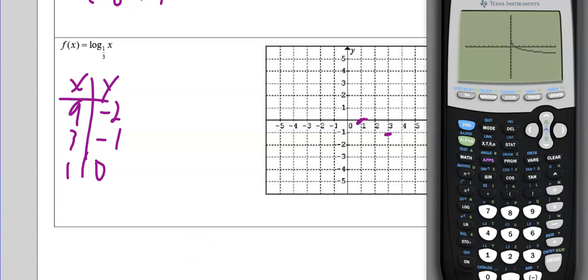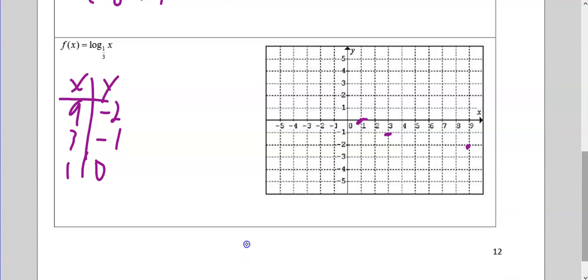So if we look at that graph, same concept. My force field's still here. The only thing is, it's going the opposite direction because the base is 1/3 instead of 3. So that is it for your introduction into logs.